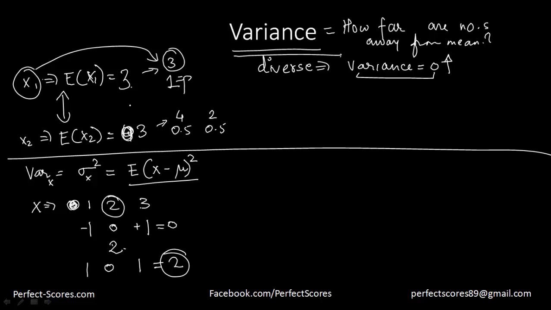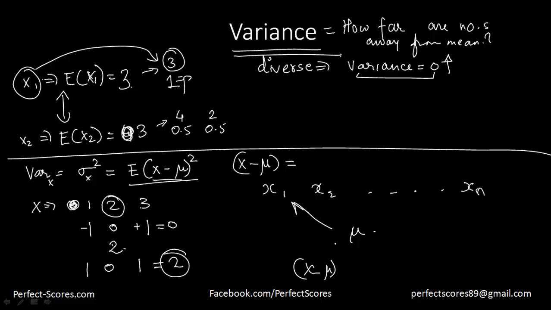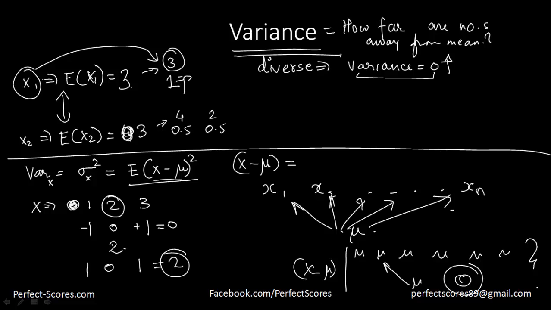Why have I squared this up? And this x minus mu, what is the significance of x minus mu? It tells us how far the numbers are deviated away from the mean. Because if I have these numbers x1, x2, x3 all the way till xn, and mu is the mean, x minus mu will give me the deviation from the mean. And if all the numbers in the set are equal to the mean, then the variance is going to be equal to 0, which is justified by this expression right here. I suppose you're understanding this point.